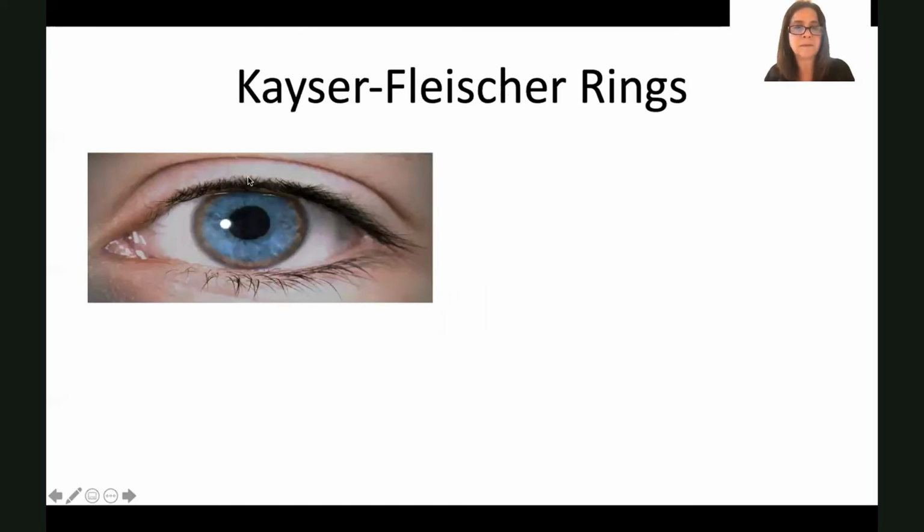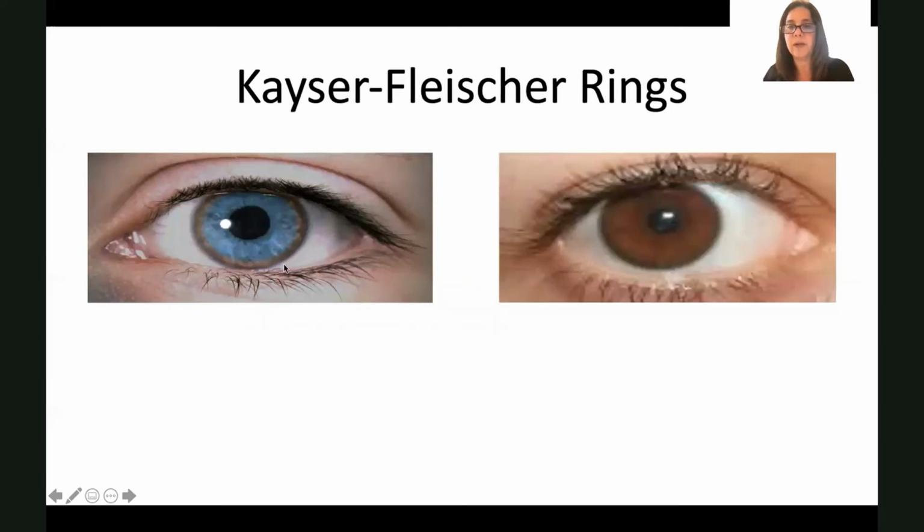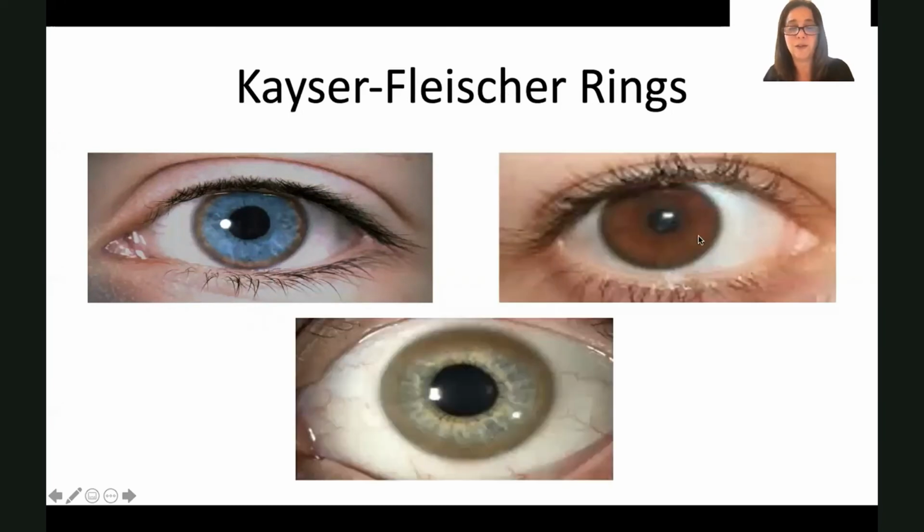So these are Kaiser-Fleischer rings. You're seeing the copper around the blue. You can see it around brown eyes too, and certainly around green. So there are other reasons one could have Kaiser-Fleischer rings, but they should be something one thinks about if you're noticing that.